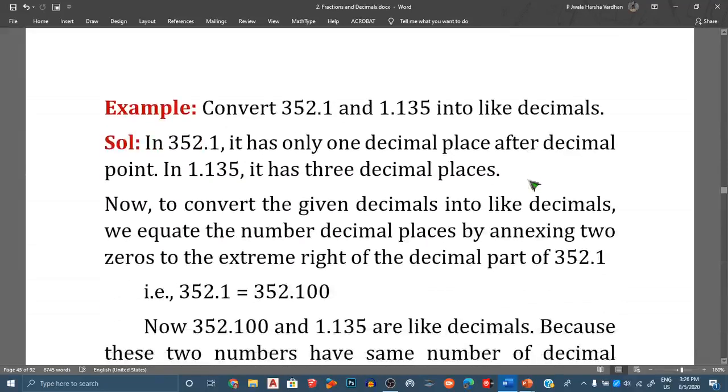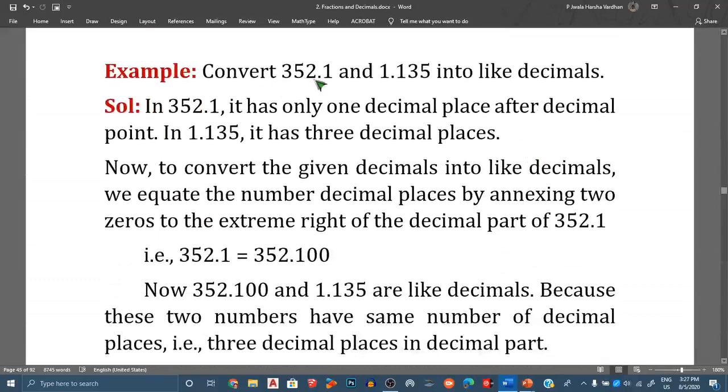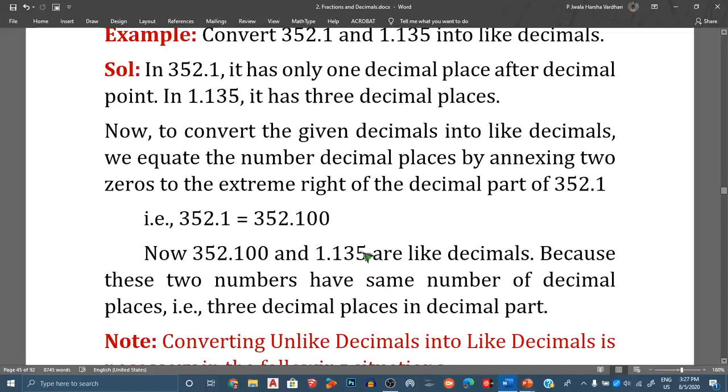One more example I have given here. Convert 352.1 and 1.135 into like decimals. How to convert? Observe in this example, the maximum number of digits on the right side is 3 here, and here only 1. So you have to annex 2 more zeros here, which gives 352.100. Now it is converted to a like decimal of 1.135. So now these two decimal numbers are like decimals, because they have the same number of decimal places after the decimal point.